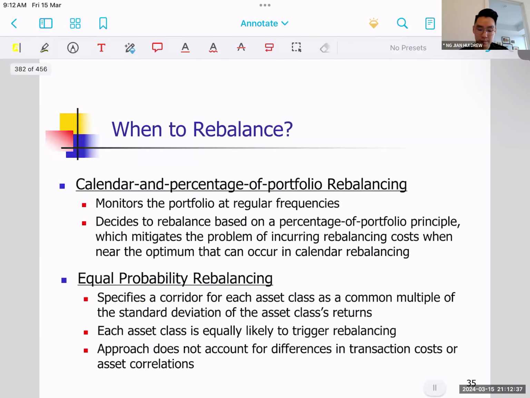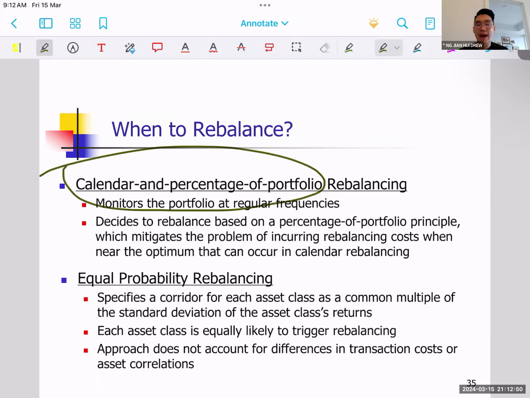So now there's a combination as well. We can do calendar and percentage of portfolio. So we combine both, where we rebalance either based on the calendar or when it breaches a certain corridor that we have talked about, right? The corridor, plus minus, let's say 2%. And when this happens, then we do the rebalancing.